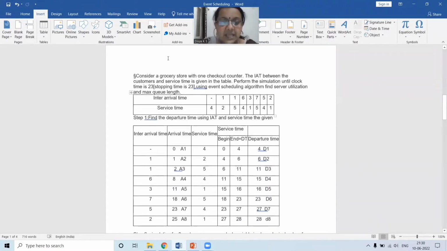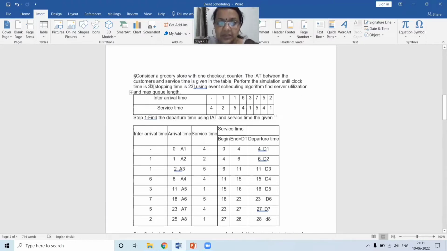The problem is, consider a grocery store with one checkout counter. The IAT. What does IAT mean? Inter-arrival time. The inter-arrival time means the time gap between the customers, and the service time is given in the table. In this question, perform the simulation until the clock time is 23.